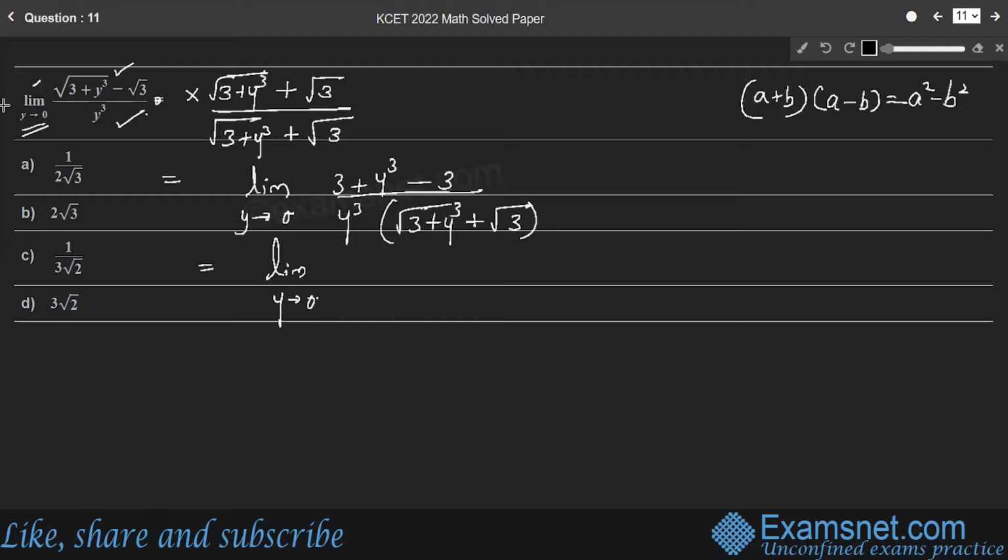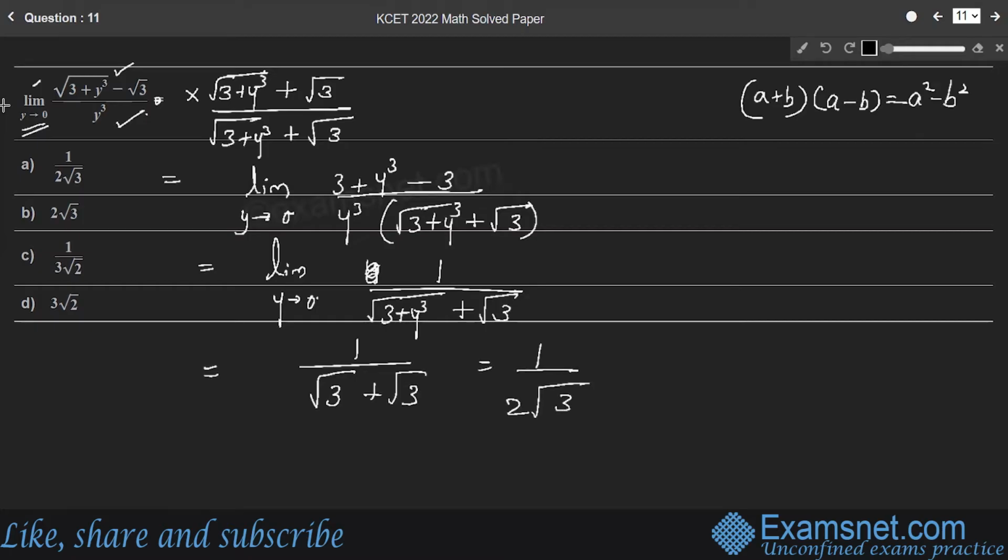Here, limit y tends to 0. So 3 and minus 3 will get cancelled. We have y cube by y cube, which is 1. So 1 by [root of (3 plus y cube) plus root 3]. Here y tends to 0, so it becomes 1 by [root 3 plus 0 plus root 3]. So it becomes 1 by 2 root 3. Hence, option A is the right answer. 1 by 2 root 3 is the answer.